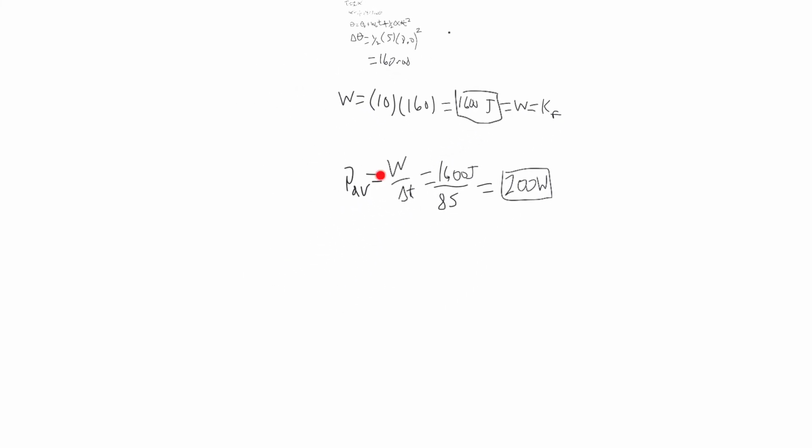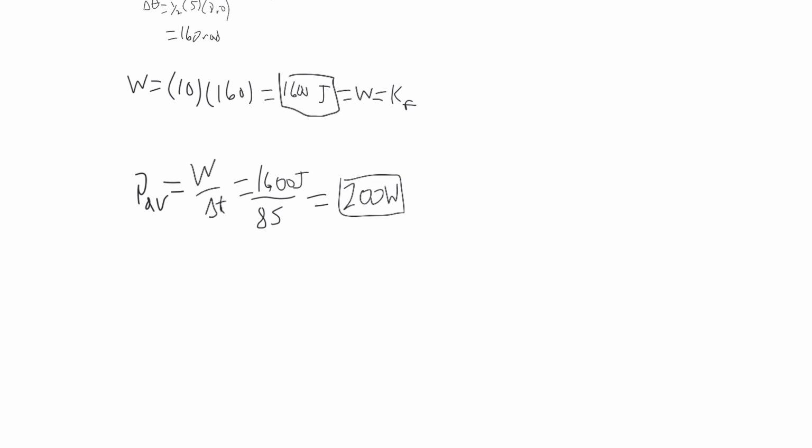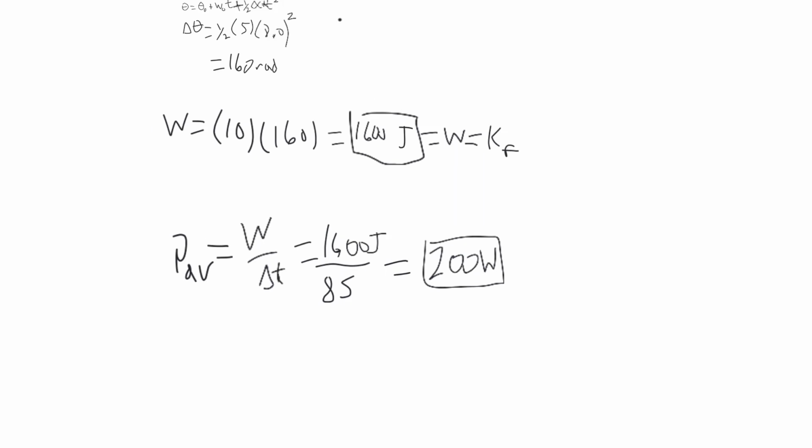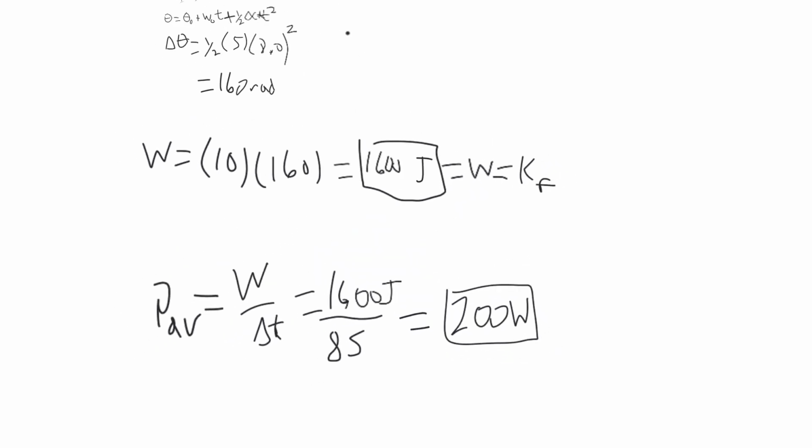And to find the average power, it's work divided by the change in time. It's going to be the 1600 joules we got before, divided by the 8 seconds, and it's going to be equal to 200 watts. And that's going to be our average power. And you can check to see if the kinetic energy is the same. It's 1600 joules, and you'll see it's the same. You check by finding the angular velocity, and then you multiply half times the moment of inertia times the angular velocity squared, and you should get 1600 joules. Okay, and that's all.